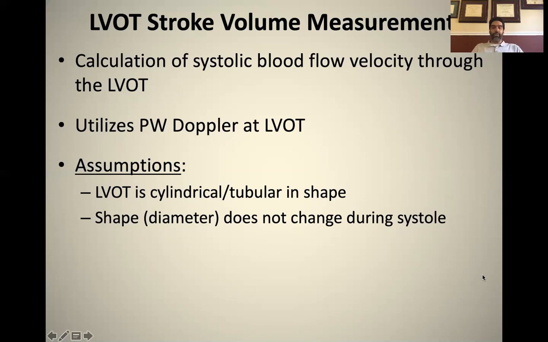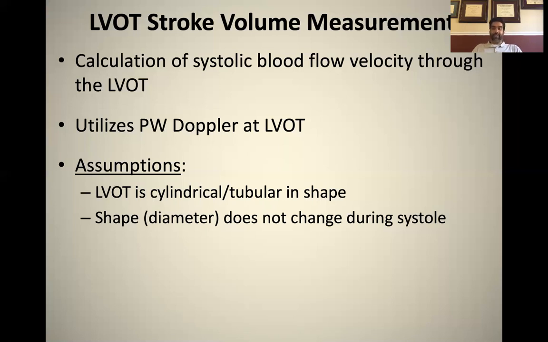Now, in order for us to use Doppler to measure stroke volume and cardiac output, there are two assumptions we have to make, or two conditions that your heart has to meet in order to make this a usable modality. The first assumption is that the LVOT is a tube or a cylinder in shape. Okay, and most of the time that is true. The second assumption is that the shape, more specifically the diameter of that tube, does not change throughout systole. And most of the time that is true as well.